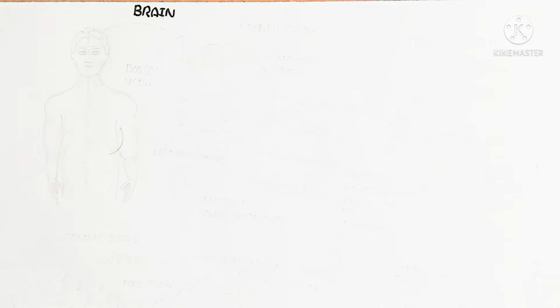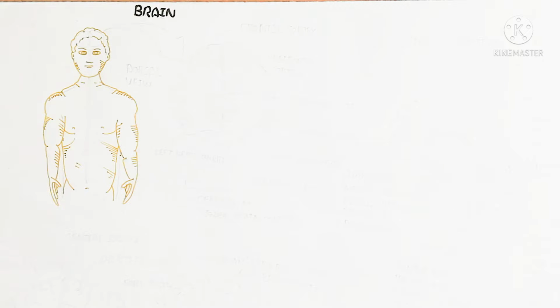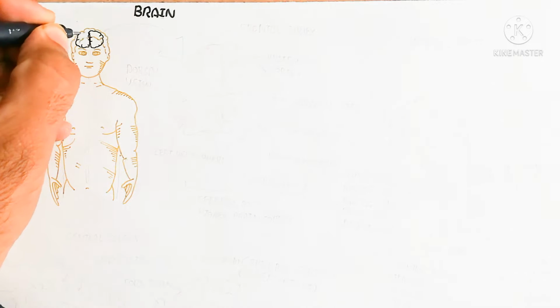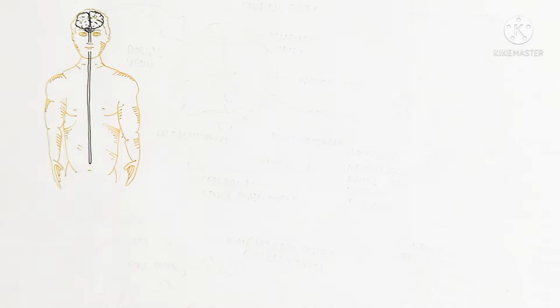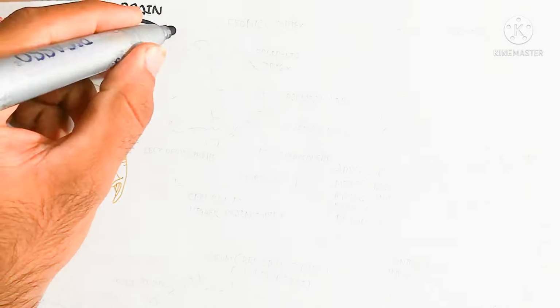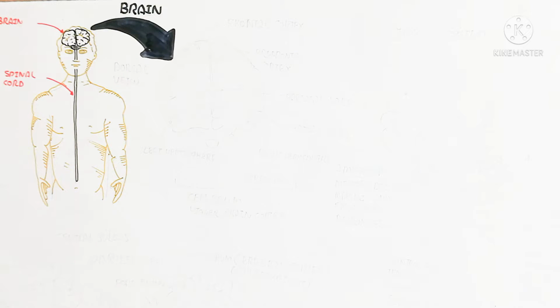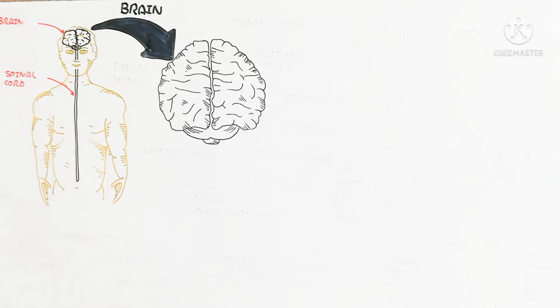Hello, in this video we will discuss the brain. We will discuss the anatomical aspect and learn a bit more about the physiology. Here is a person, and you can see the anterior part of the brain, which contains the spinal cord, and it is known as the central nervous system.